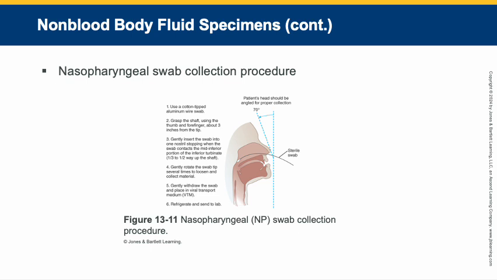Gently rotate it to loosen up and collect the material. Gently withdraw the swab, put it in the viral transport medium, refrigerate it, and send it to the lab. And typically you have 2 swabs, and if you do 2 swabs, then there's a double chance that you surely would have collected it correctly.